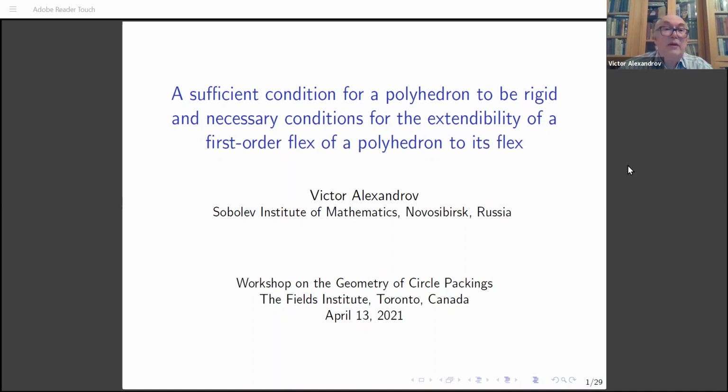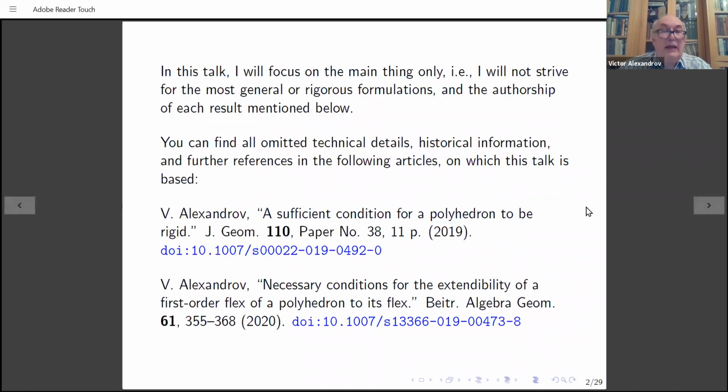I'm going to talk about a sufficient condition for a polyhedron to be rigid and necessary conditions for the extendibility of a first order flex of a polyhedron to its flex. In this talk, I am going to focus on the main theme only. I mean, I will try to present the main ideas.